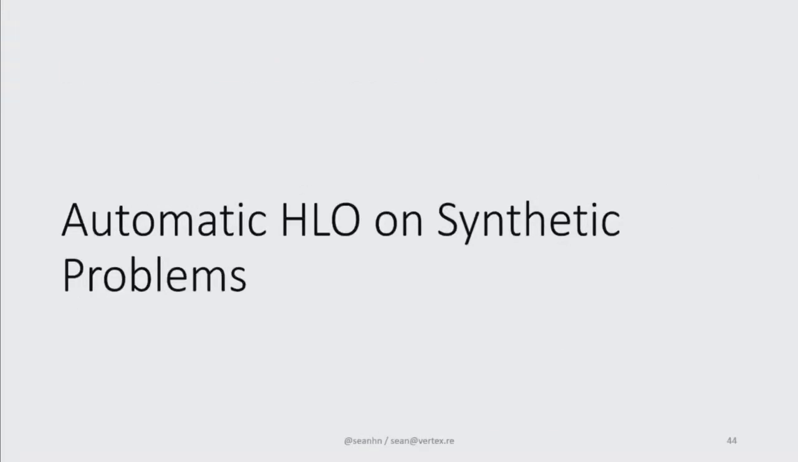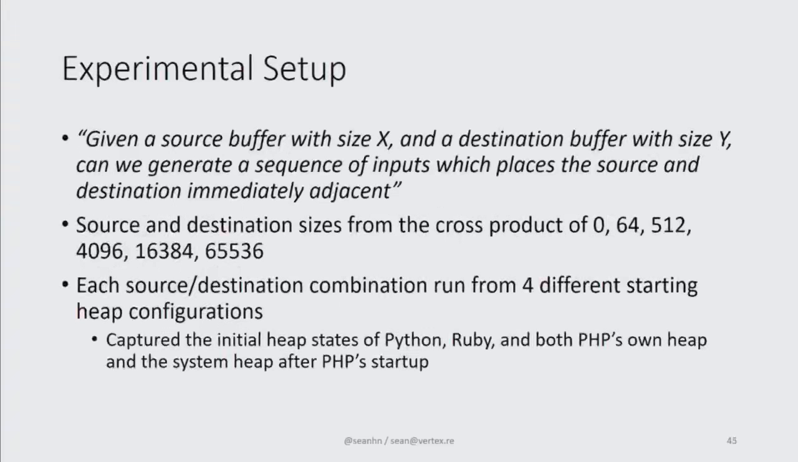Okay, so in order to evaluate this, we did two things. The first is we constructed a collection of synthetic benchmarks, and later we're going to talk about doing this on real programs. But just to see if the algorithm itself, random search applied to mainstream allocators, can actually solve this positioning problem, we generated a bunch of synthetic examples. The problem we're trying to solve is, given a source buffer of size X and a destination buffer of size Y, can we randomly generate a sequence of inputs to the target program which place the source and destination immediately adjacent to each other?